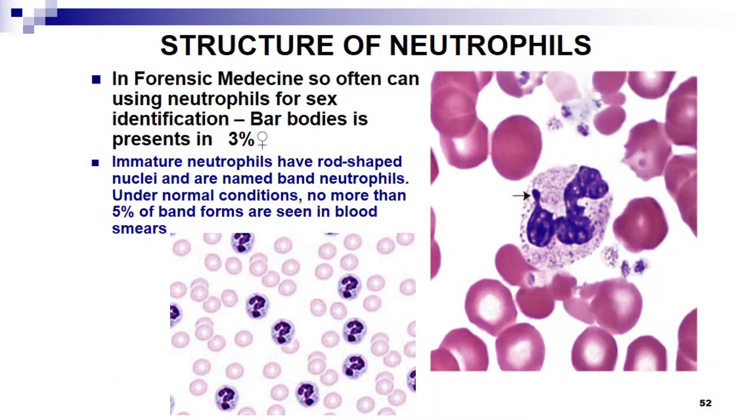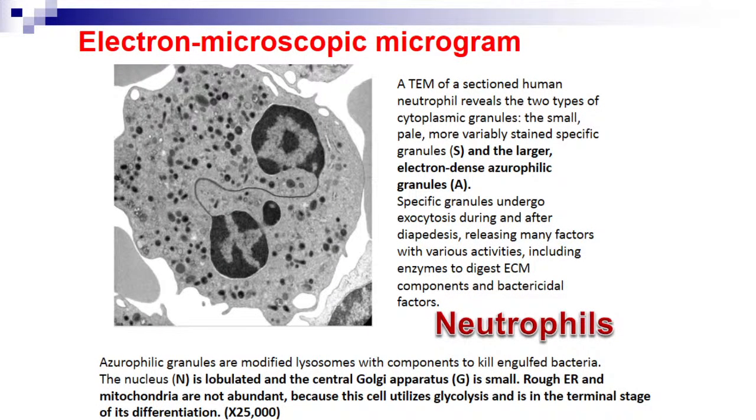Okay, the structure of neutrophils. In forensic medicine, neutrophils are often used for sex identification with the Barr bodies, present in around 3% of neutrophils in females. Immature neutrophils have rod-shaped nuclei and are named band neutrophils; under normal conditions they are around 5% of the smear. Next, an electron micrograph shows for us these cells also. You can understand this is also a neutrophil because of the multilobulated nucleus with stalks visible here and small granules.